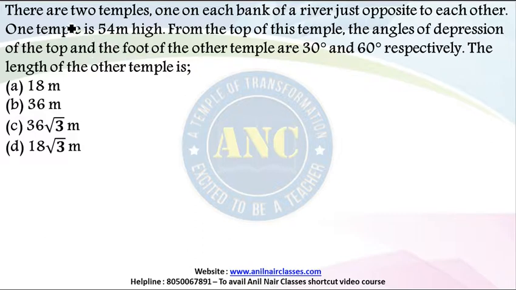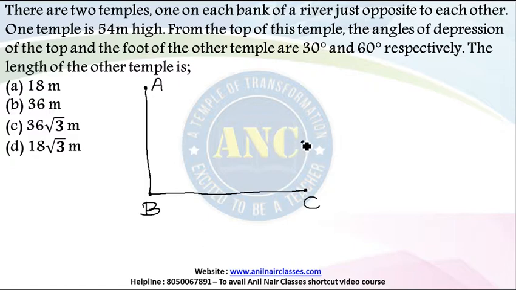Now see here, your question is, there are two temples, one on each bank of the river, just opposite to each other. That means there is a river. First of all, I will call this river BC. B is one bank of the river, C is the other bank. There are two temples. First temple, I will represent it as AB. This is the first temple. And there is another temple, I will represent it as DC. These are on the two banks of the river, just opposite to each other.